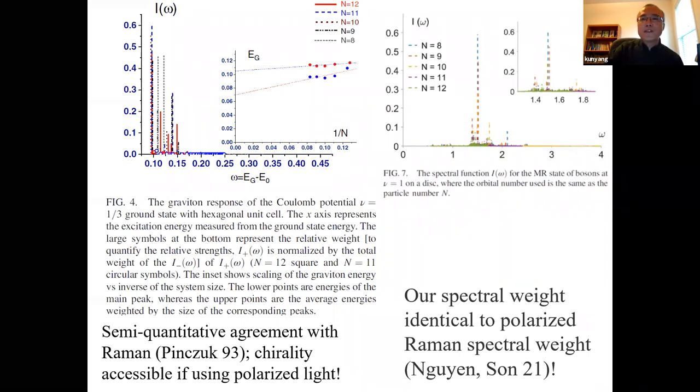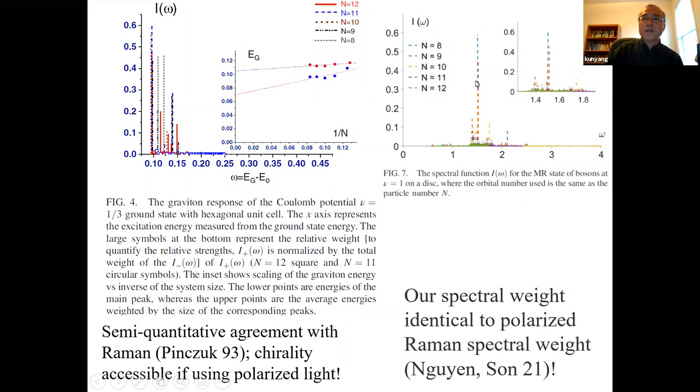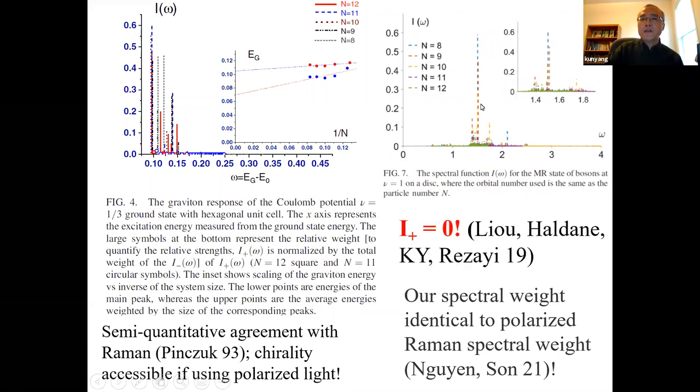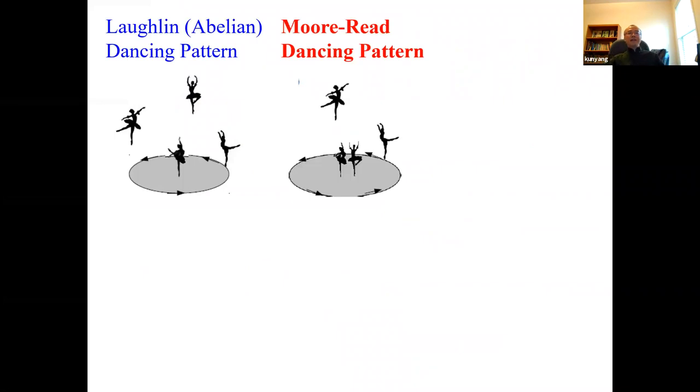I'm going to say a little bit more about that, but even in this paper that we published in 2019, we looked at a sort of watered down version of the Moore-Read state, not at one half, but for bosons at filling one. And again, we find a fully spin polarized graviton with excitation minus two as well. There is no spectral weight for plus two, only minus two. That of course is because the Moore-Read state, using this dancing pattern picture, has the same chirality as the Laughlin state. On the other hand, five halves is very, very unusual.